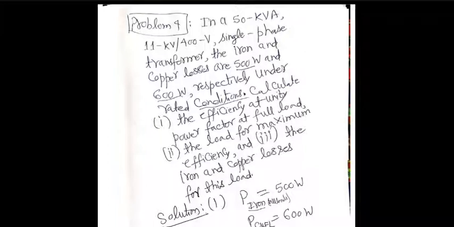Calculations are not difficult. You just have to think carefully here. What is given? KVA is given, primary voltage is given, secondary voltage is given, copper losses and iron losses are given. Copper losses are, I think, full load copper losses, and iron loss is anyway independent of load. So we don't care. Now, in part 1, the efficiency at unity power factor at full load.